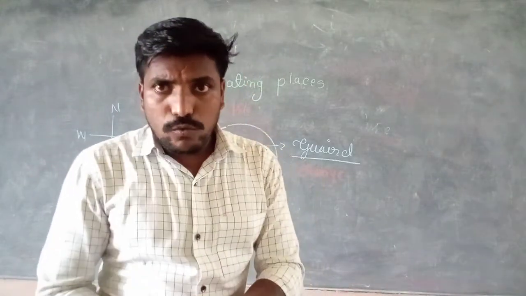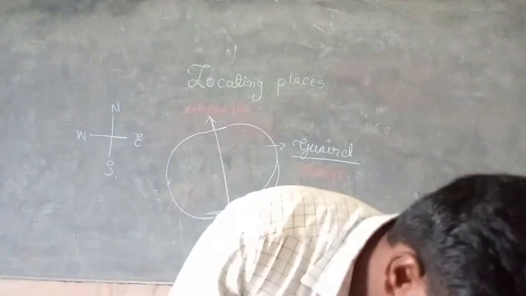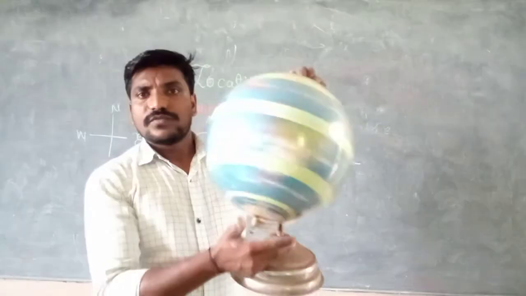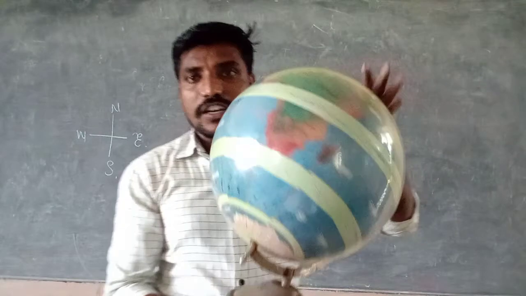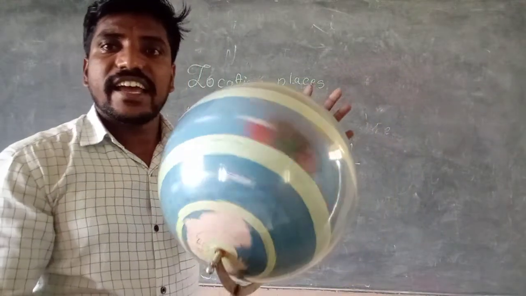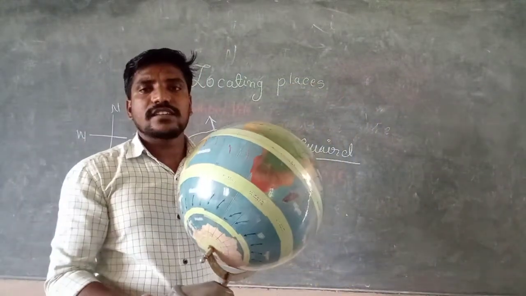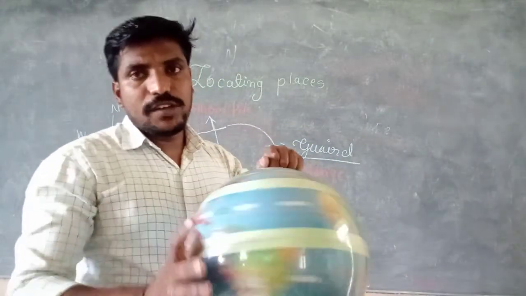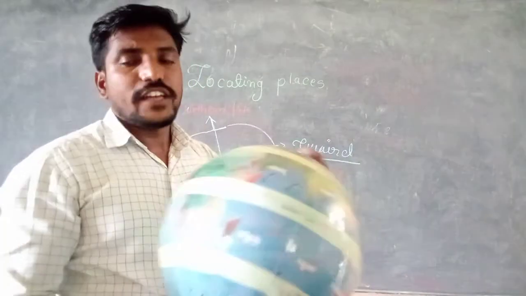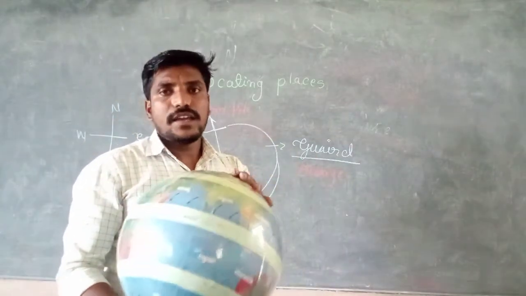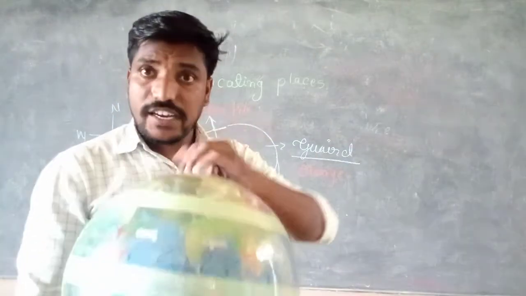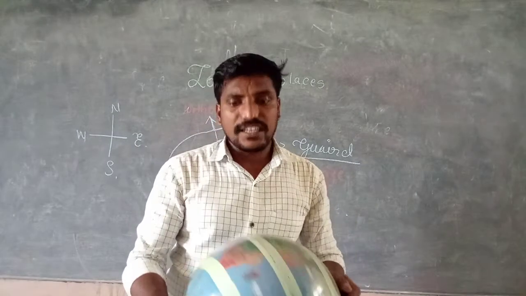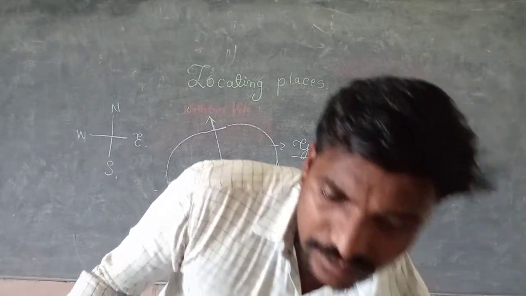Right? Then what did we conclude here, children? The globe is rotating. The globe is rotating on its axis. Right? So the axis is nothing but the line from which the globe is rotating. So the end points are called poles. Then the earth is rotating on its axis. Right? So this is what is called the axis.